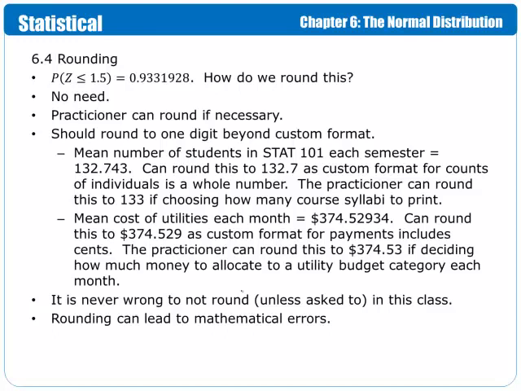If you need to round, you should not round to shorter than the custom format for the type of data that you're working with. In fact, if you could, you should leave one digit beyond the custom format. So consider this first example. The mean number of students in Stat 101 each semester is 132.743. Okay?